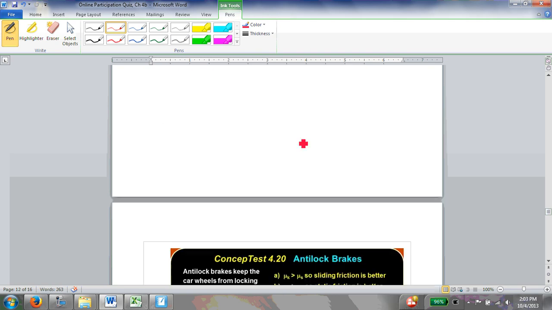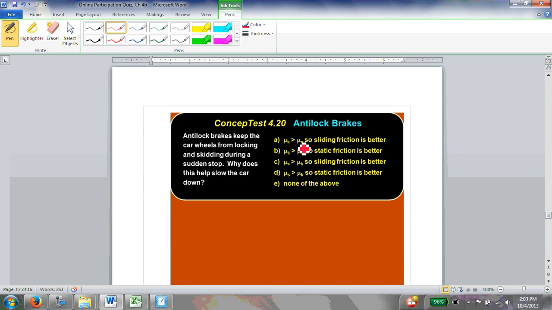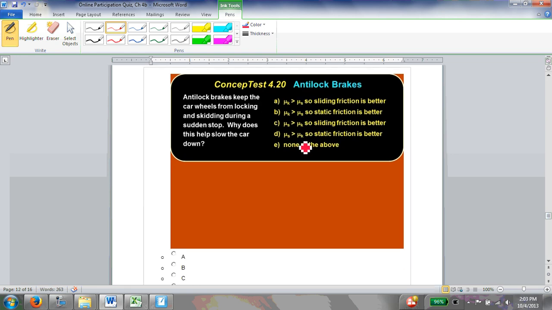So C is the right answer. Anti-lock brakes keep the car wheels from locking and skidding during a sudden stop. Why does this help slow the car down? It's because static friction is better than kinetic friction, or what's called here sliding friction. Static friction is better, and in particular, we mean that mu s is almost always larger than mu k.